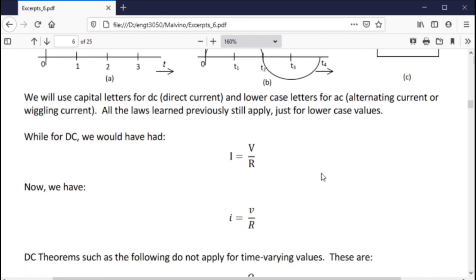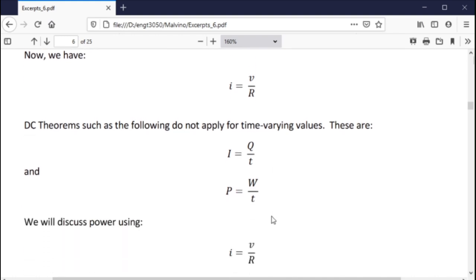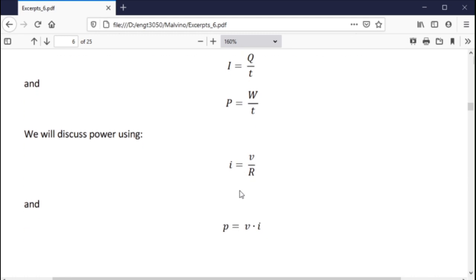Now the only basic thing we do is we drop the uppercase. We used to say I equals V over R. Now we say lowercase i equals lowercase v over R, but everything else is the same. Everything remains the same, except for power, and that we'll talk about later.